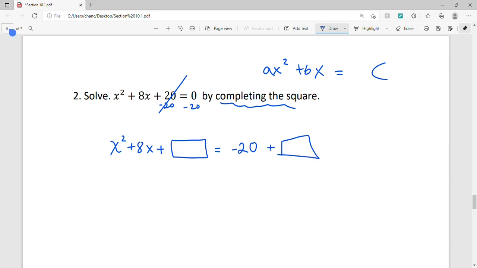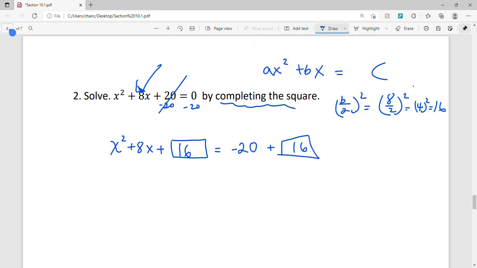Now the b is the 8. So we'll take (b divided by 2) squared, and that's (8 divided by 2) squared, which gives me 4 squared, or 16. So that's our number that we need. 16 here, 16 here.